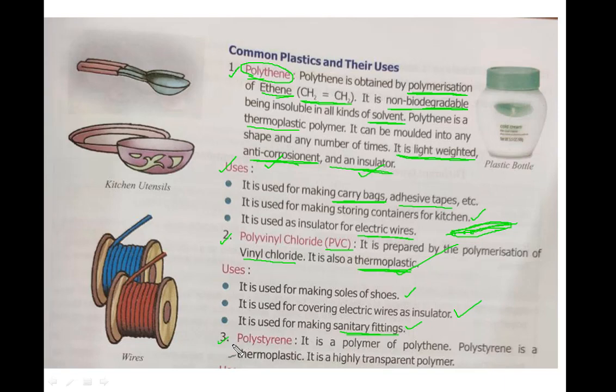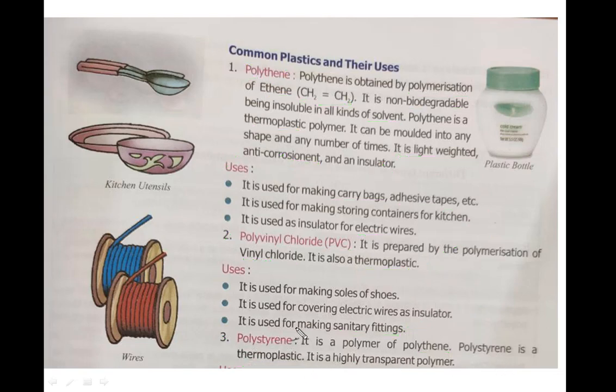The third one is polystyrene. It is a polymer of polythene. So polystyrene is also made from polythene. Polystyrene is a thermoplastic. It is also a thermoplastic. It is a highly transparent polymer. The transparent polymer that we see in our day-to-day life is nothing but polystyrene. So what are the uses of polystyrene? Let's see.